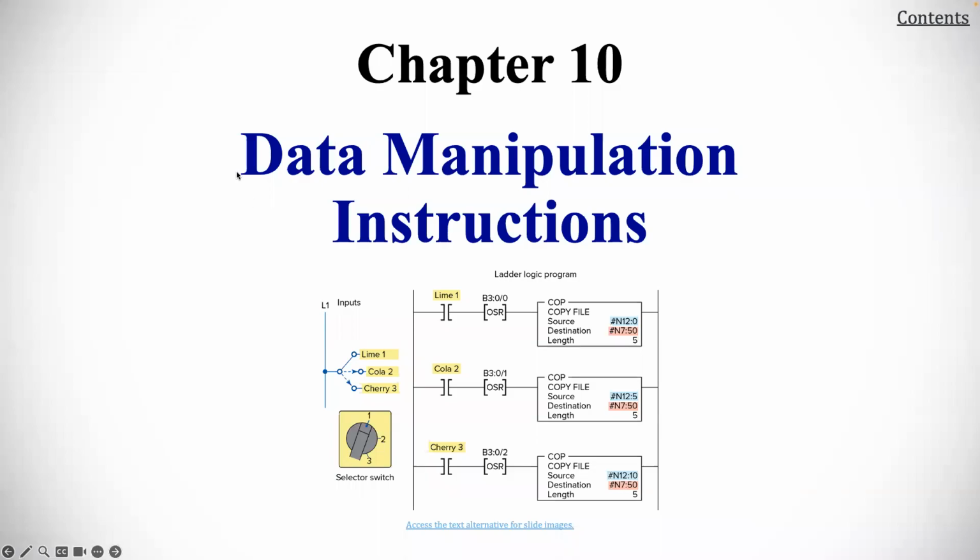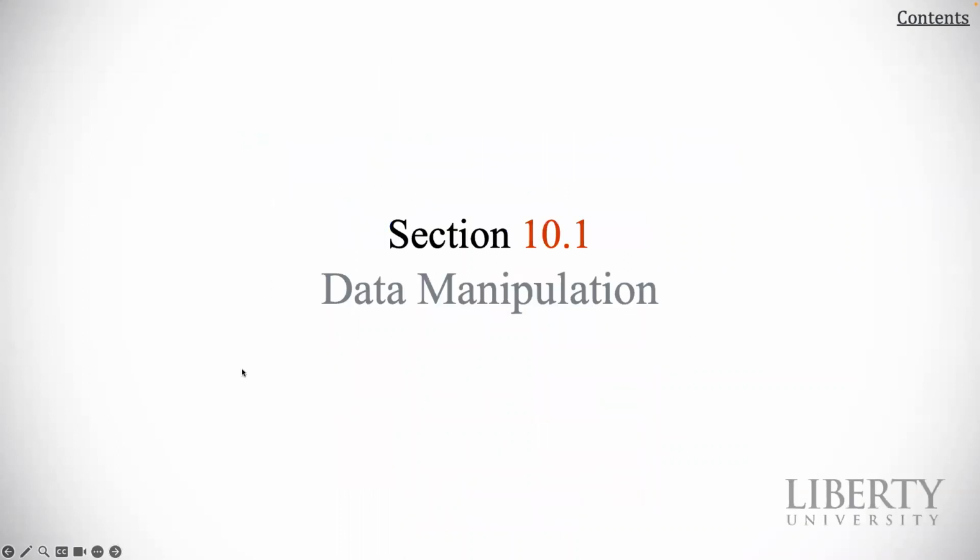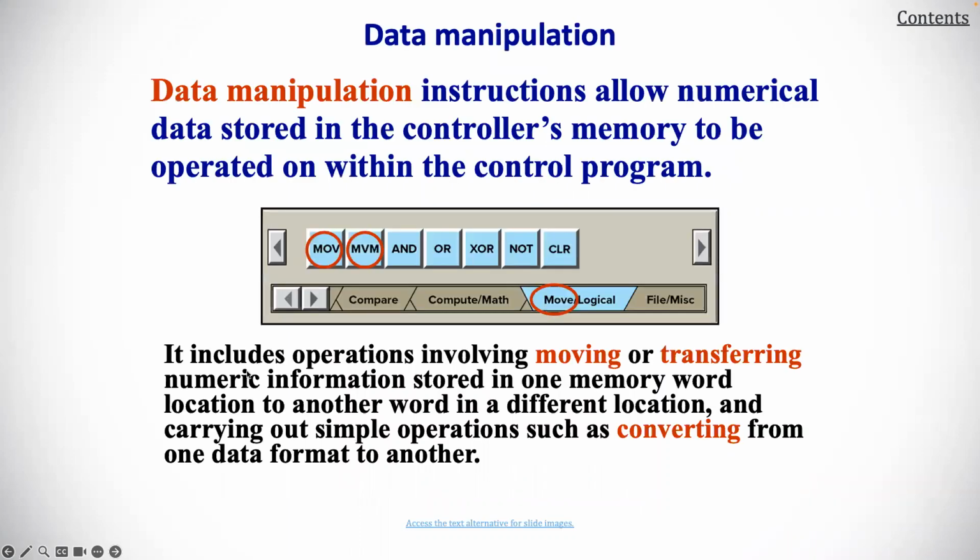Okay, welcome back. Next, we're going to be talking about data manipulation instructions. And so let's look at how this would work. So first, let's give an overview of data manipulation.